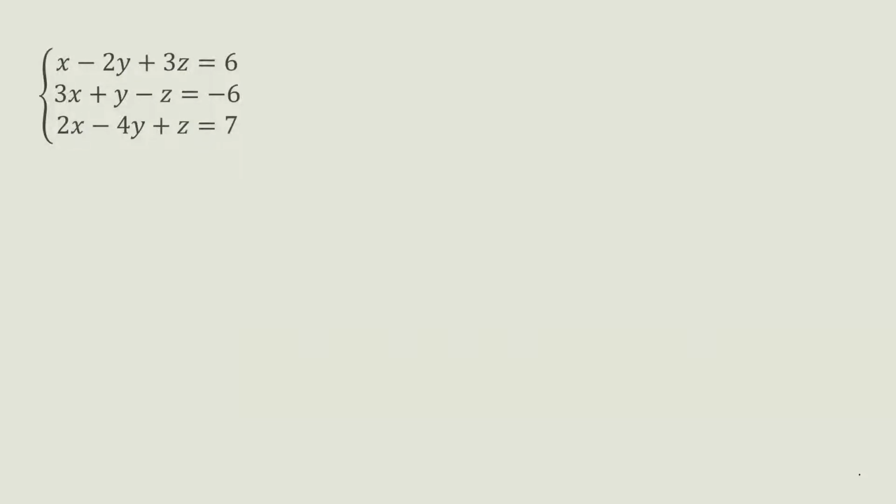Here we have x minus 2y plus 3z is equal to 6, 3x plus y minus z is equal to negative 6, and 2x minus 4y plus z is equal to 7.